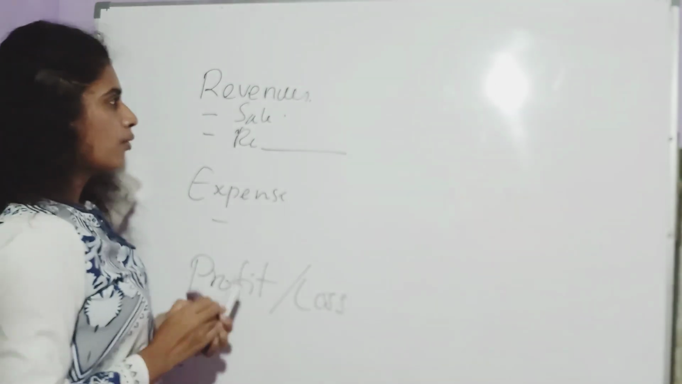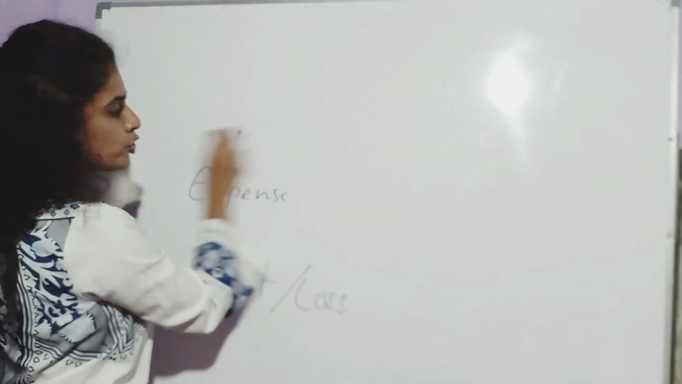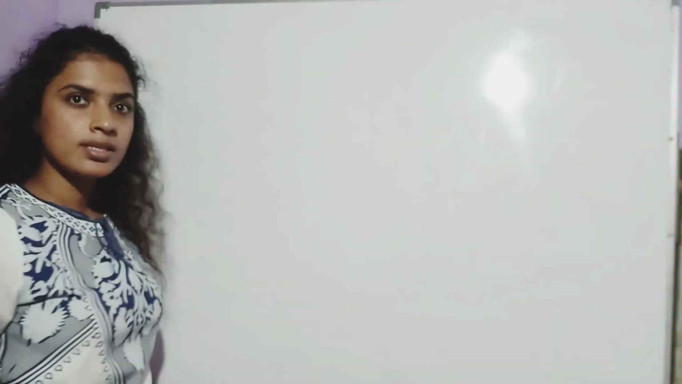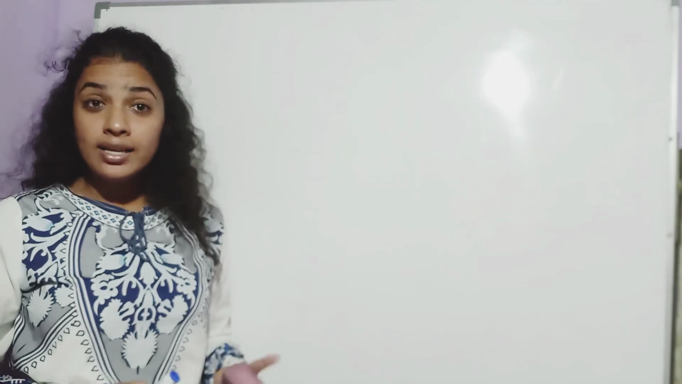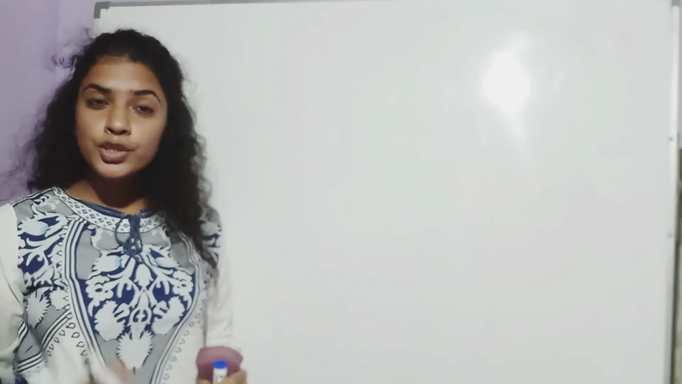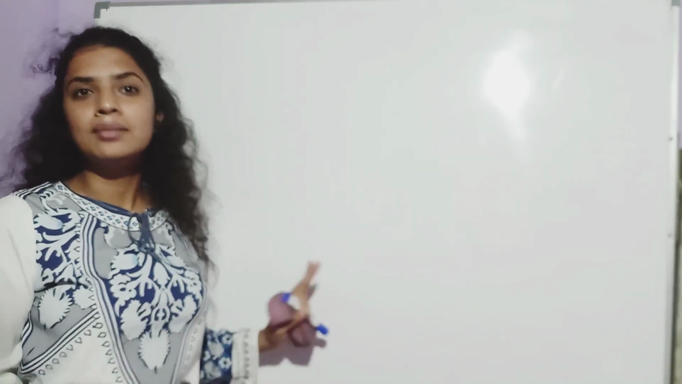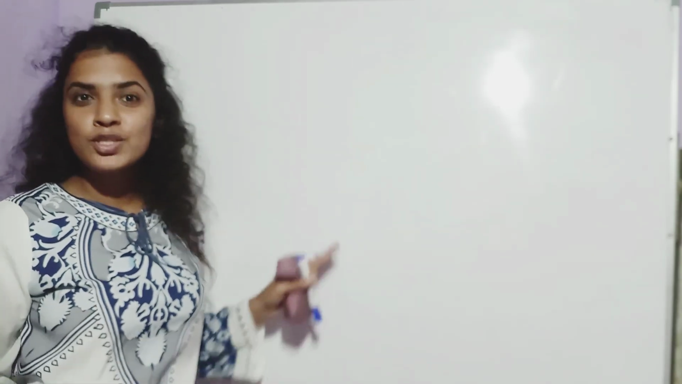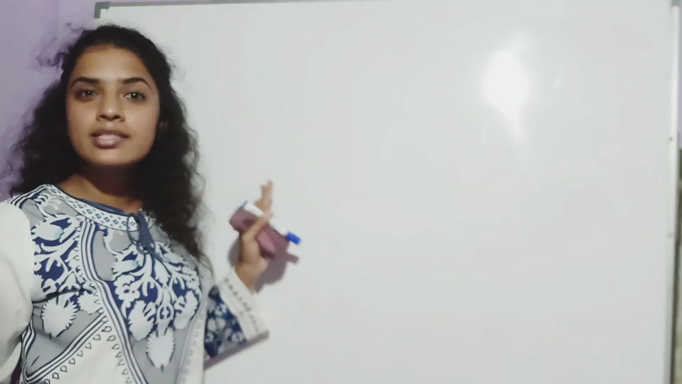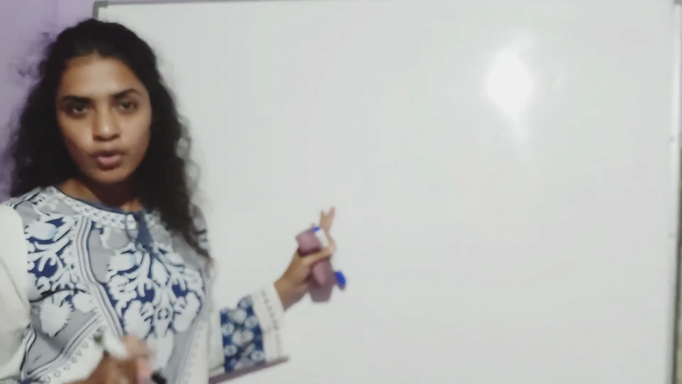Right? So before we move to the income statement, we are going to discuss what are the 7 things that should be included in the income statement. Even in a very simple income statement also, we need to include these 7 things for sure.